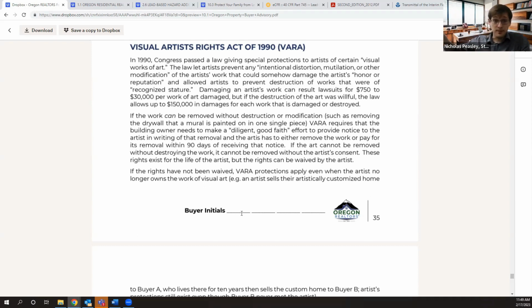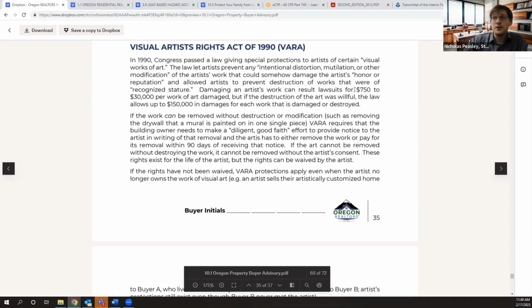You can buy the house, that's fine, the buyer can buy it, but if they remove that artwork without the artist's permission, they can sometimes be in a lot of trouble. In cases of this, the damaged artist's work can bring a lawsuit of $750 up to $300,000 for each work of art that's damaged. And if you've done it willfully, if you knew that it was art by the other person that they didn't want to have destroyed and you destroy it anyway, up to $150,000 in damages.